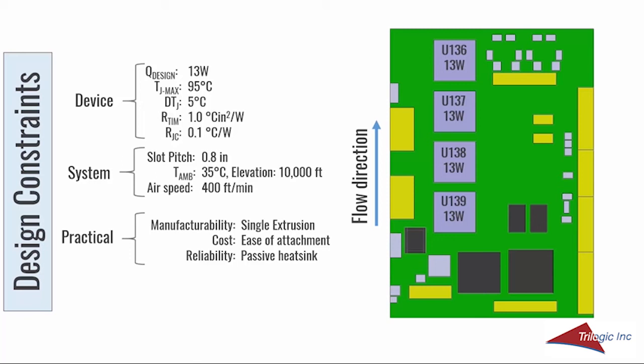We will, however, be designing this for use at a 10,000 foot elevation, so we'll include the properties of air at 10,000 feet in our Flotherm analysis. And we see the approach velocity is 400 feet per minute.